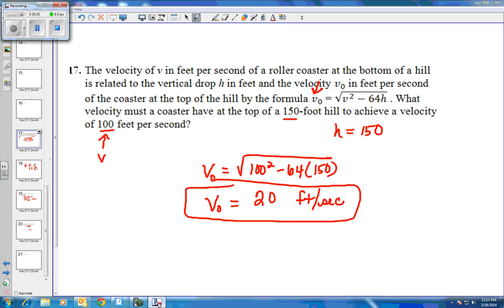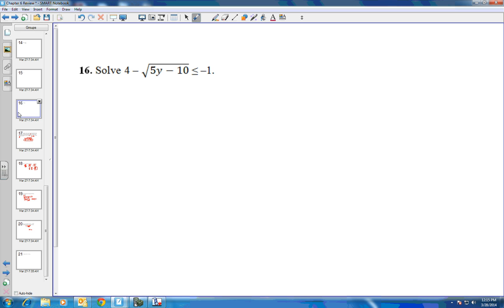All right. Number 16. Okay, it says solve, and I have this inequality with a square root sign. When we have an inequality, there are two things we had to do. What was the first thing?